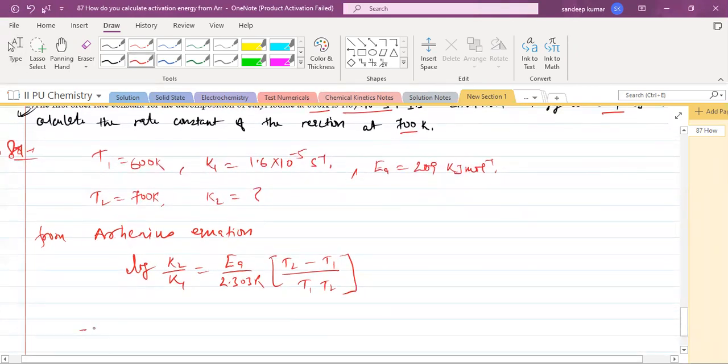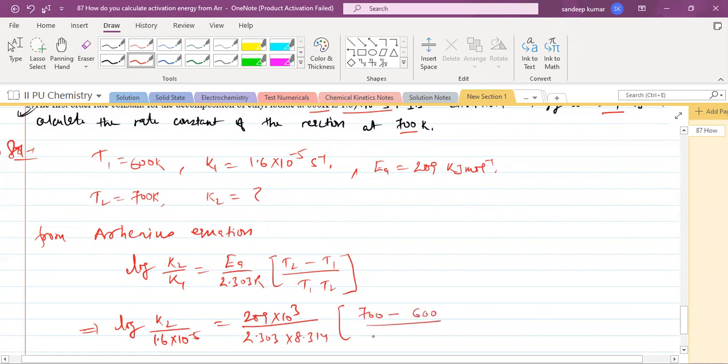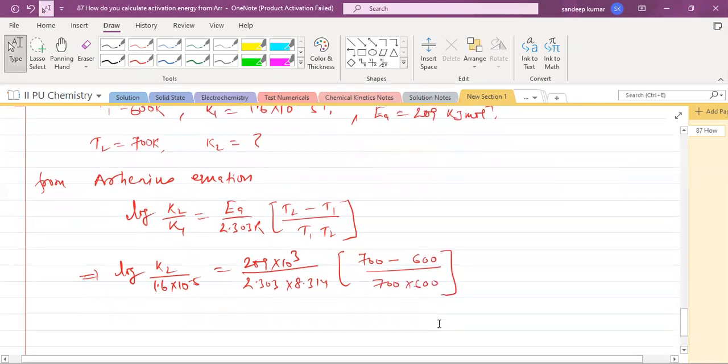So we can write log of K2 upon K1, where K1 is given as 1.6 into 10 to the power minus 5, is equal to EA. Activation energy is given as 209 kilojoule, which means 209 into 10 to the power 3 joule per mole, upon 2.303 into R value 8.314 into T2, which is 700, minus T1, 600, upon 700 into 600. Am I clear? You have to just solve this.